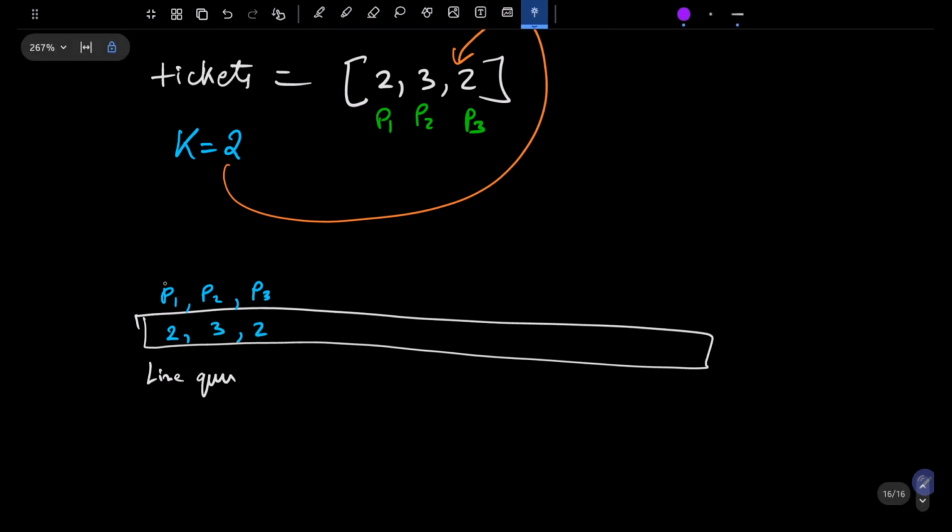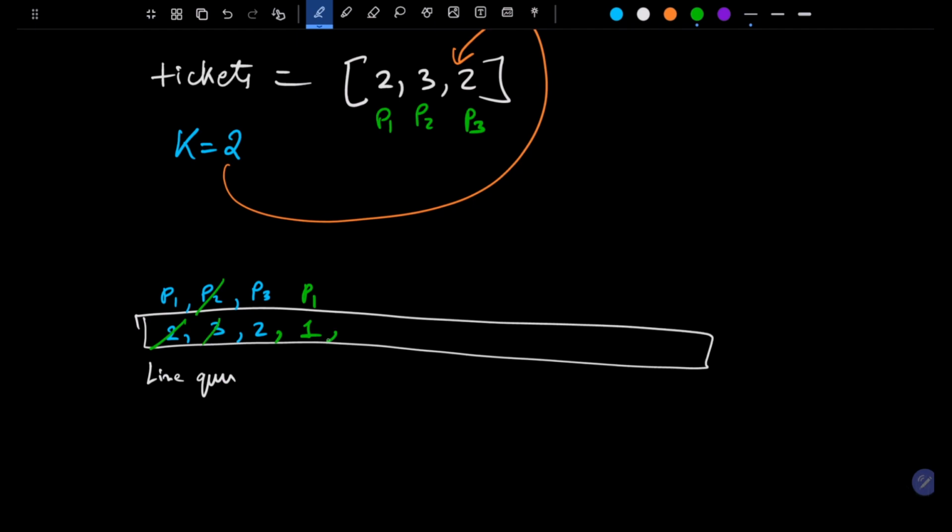So one person can come and say, okay, I want one ticket. I'll take one ticket and I'll go to the last of the queue. I bought one ticket, so I'll go to the end of the line. Person one will stand here now. Similarly, person two will get one chance. He will say, I got one chance, I've taken one ticket and I'll stand at the last. Similarly, person 3 will say, I'll buy one ticket, I'll go to the last.